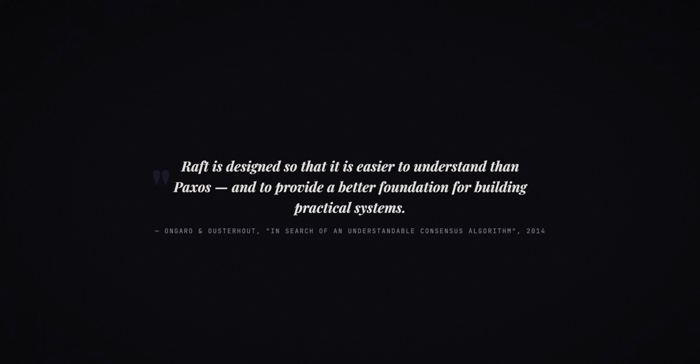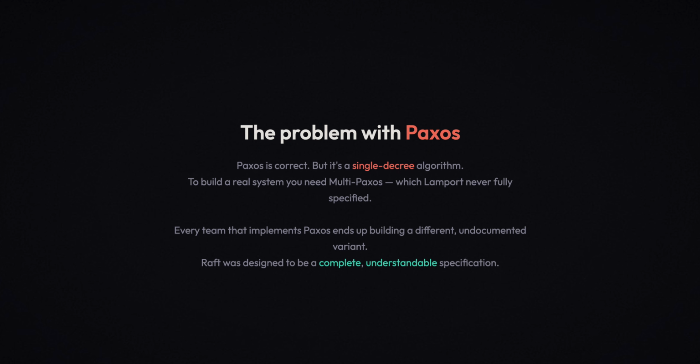In 2014, Diego Ongaro and John Ousterhout at Stanford published a paper with an unusual goal. Most papers try to be novel. This paper tried to be understandable. Their opening claim: Raft is designed so that it is easier to understand than Paxos and to provide a better foundation for building practical systems. They backed this up with a study. They taught both Paxos and Raft to graduate students, then tested their understanding. Raft won significantly. Let's see why.